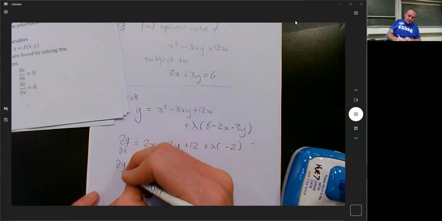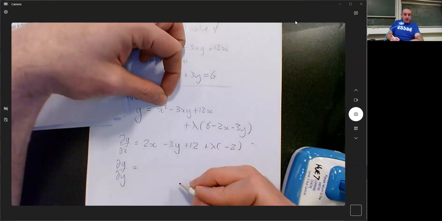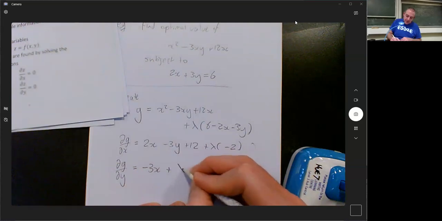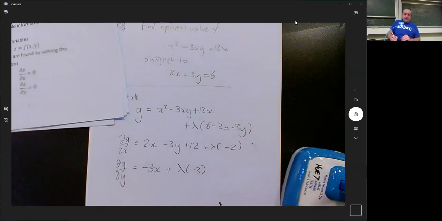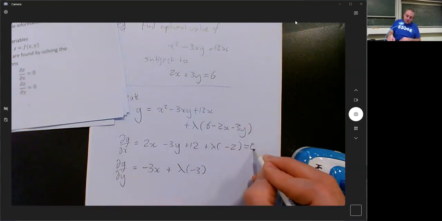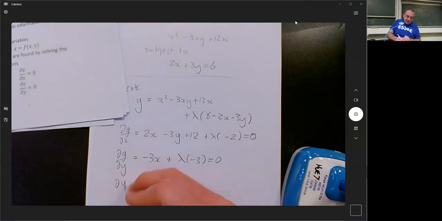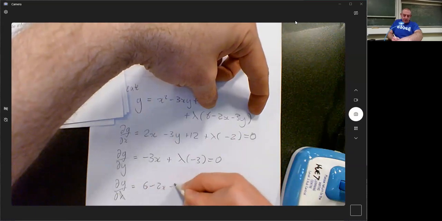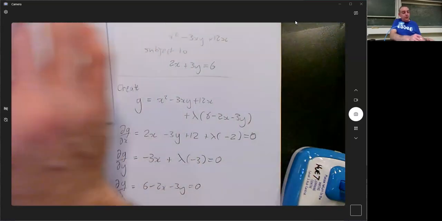And so then dg on dy is, well, the x squared doesn't have a y in it, and we'd be just left with a minus 3x. And then there's a lambda multiplied on it still there, and we get a minus 3 from the y there. And this has to be 0, and this has to be 0. And then dg on d lambda, nothing else has a lambda except here, and the coefficient of lambda is 6 minus 2x minus 3y, which also has to be 0. And that's 3 equations in 3 unknowns.